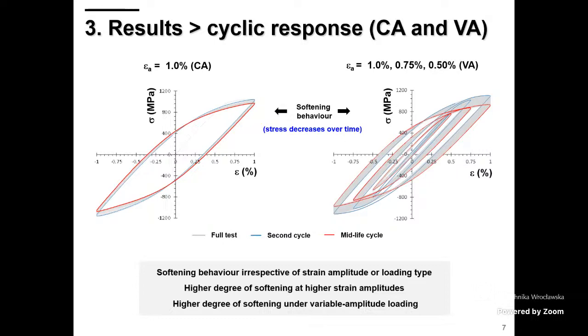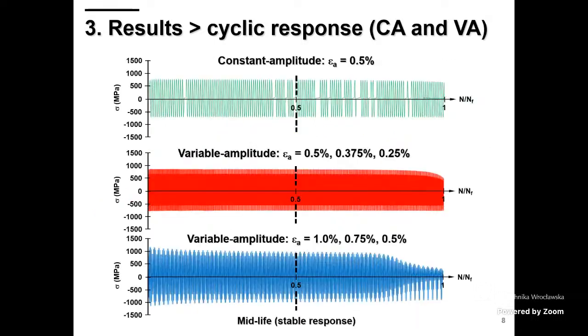And here we can also see the midlife cycles identified by the red lines. And I would like to show you more or less the same information, but in a different way. In this case, at the top, we have a test conducted under constant amplitude loading, and the other two were conducted for different levels of variable amplitude loading, and we see more or less the same situation.